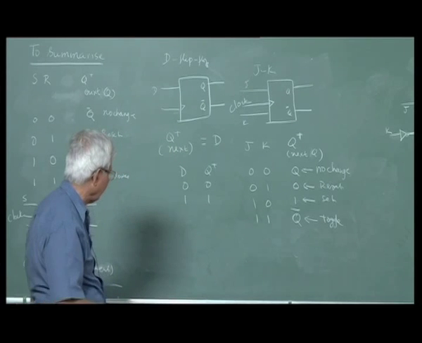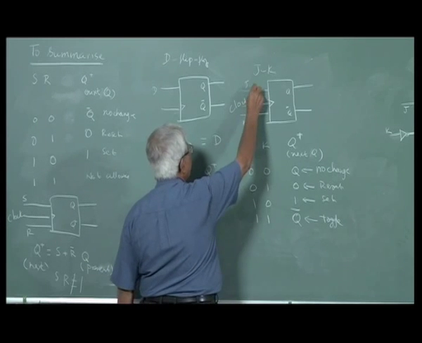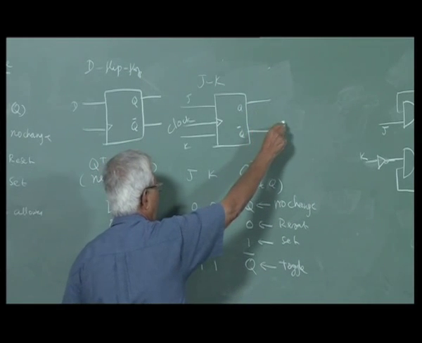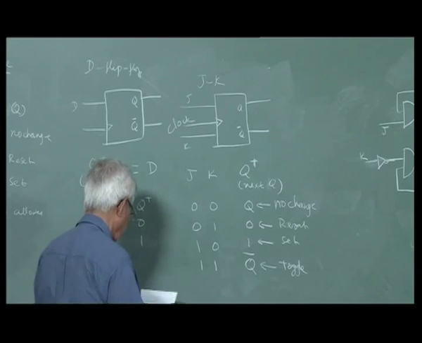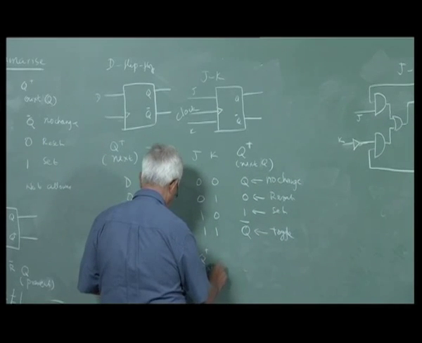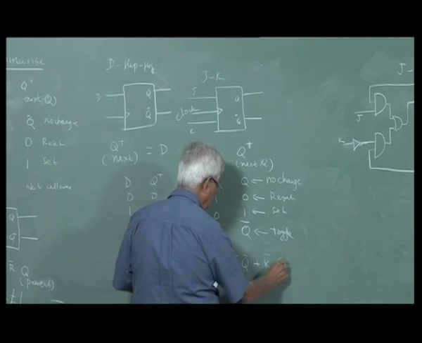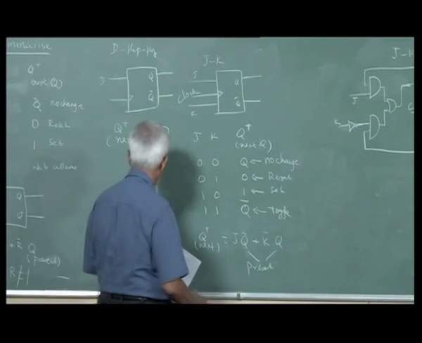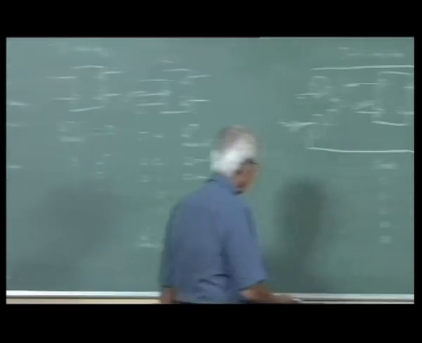It keeps changing from 0 to 1 to 0. If I have a clock, with every clock pulse the output changes. If I make J equal to 1 and K equal to 1, as every clock comes, Q keeps changing from 0 to 1 to 0 to 1, like that. That is called a toggling condition or switching condition. The characteristic equation is Q next is J times present Q bar plus K bar times present Q. If you always want only toggling, you don't want any set or reset conditions.